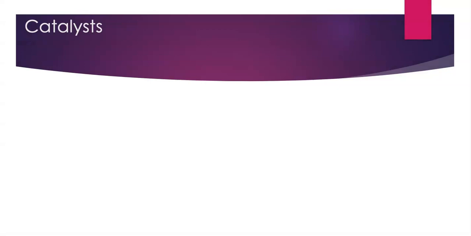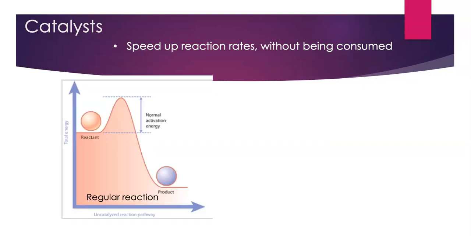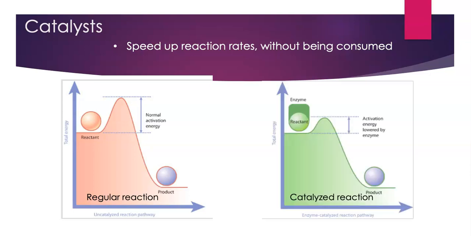Now another important idea here that we can tie into our potential energy diagrams is a catalyst. A catalyst speeds up a reaction rate without being consumed. It makes it go faster, but when you're done, you get it back in its original form. And so if we look at a potential energy diagram for a regular reaction, we can measure the activation energy for that particular process. But if there's a catalyst, the activation energy is smaller.